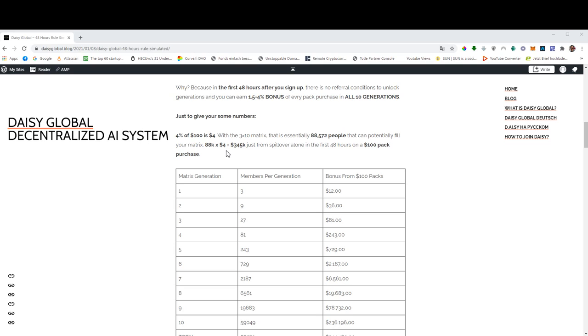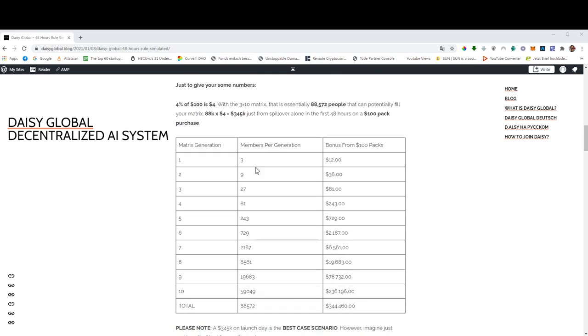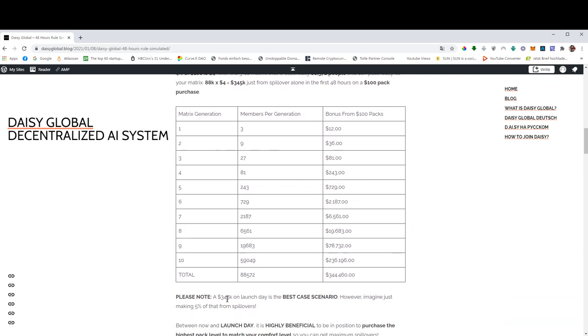So if all 88,572 members in your 10 generations will buy a $100 pack, and they will have to, because you can only join if you buy at least pack one, this is what you will potentially earn, which is $345,000. This is for the first 48 hours. After those 48 hours, you will have to start recruiting to unlock generations 3 to 10. So again, this 345,000 is the best case scenario.